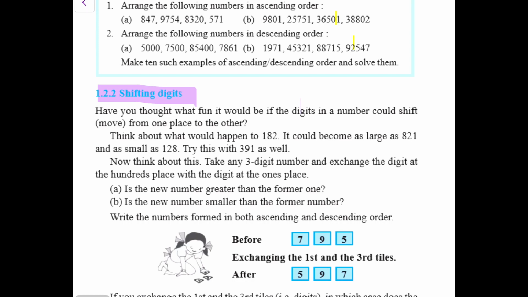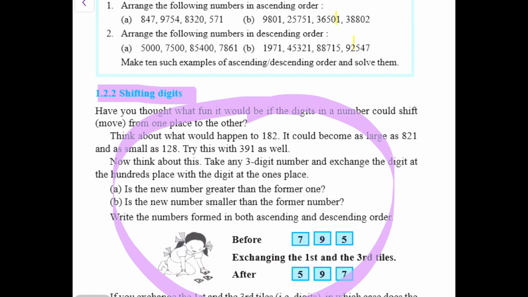read the content that is given below this heading, shifting digits. I request you all to have a practice of reading, because reading improves your language, and if you learn a language you will be able to understand and you will be able to study anything by reading it. So all of you make it a practice.